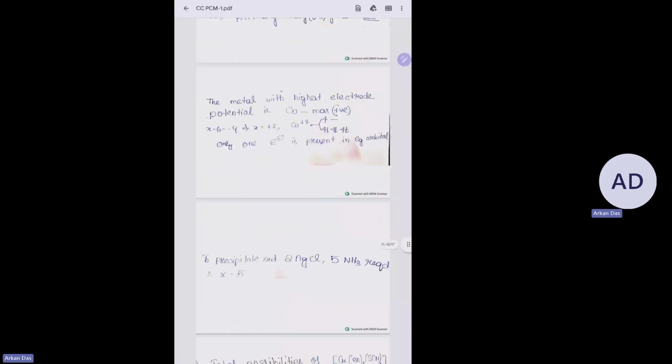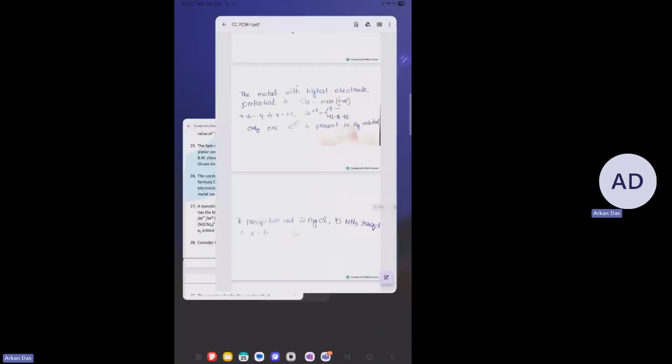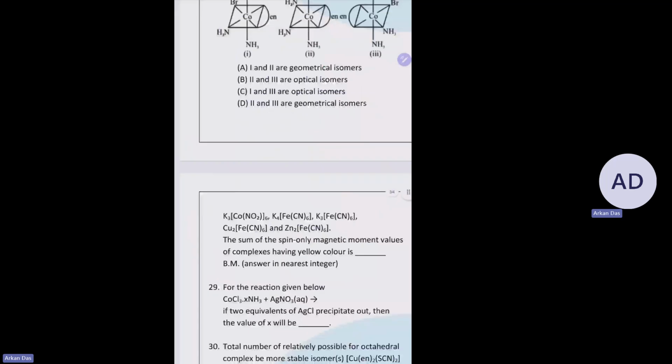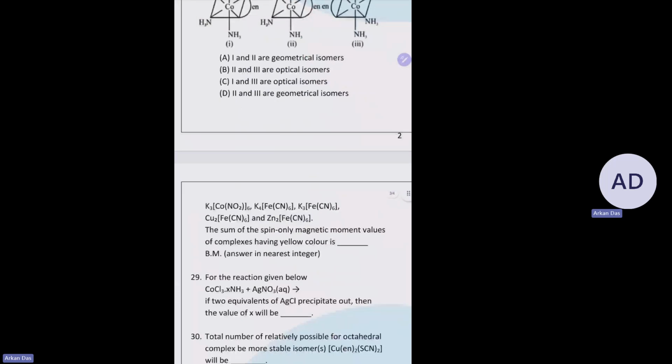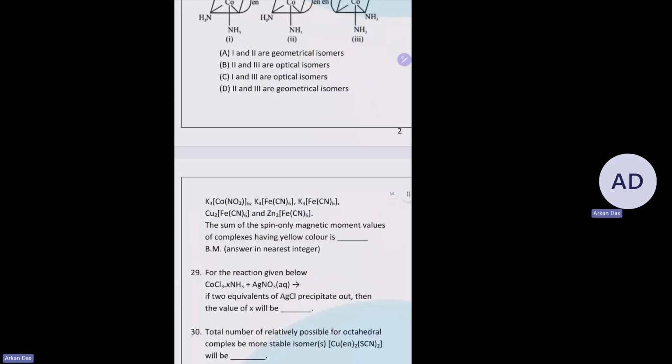We have to consider all these complexes, and there is a tricky question. They're asking which one has the yellow color. Now be very careful. We have to use our concept of CFT and understand that all the ligands given are strong field ligands. As all of them are strong field ligands, everyone will absorb violet color. As everyone will absorb violet color, what color will they show? They will show yellow color.